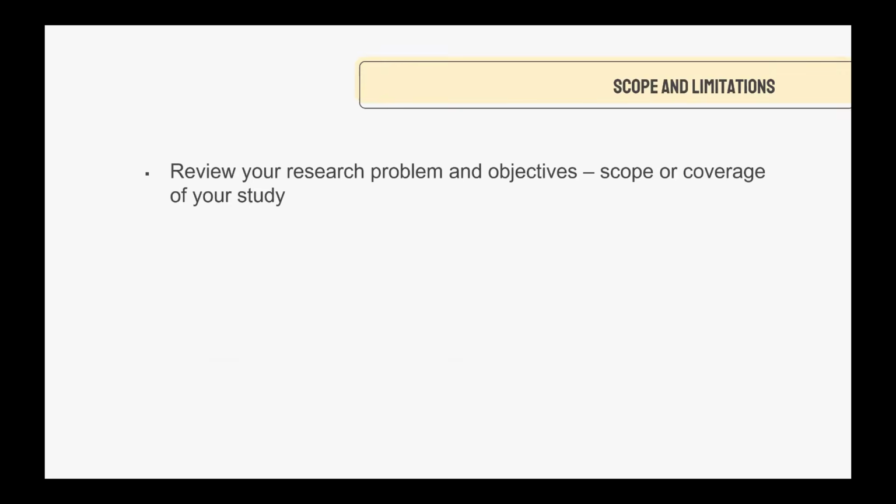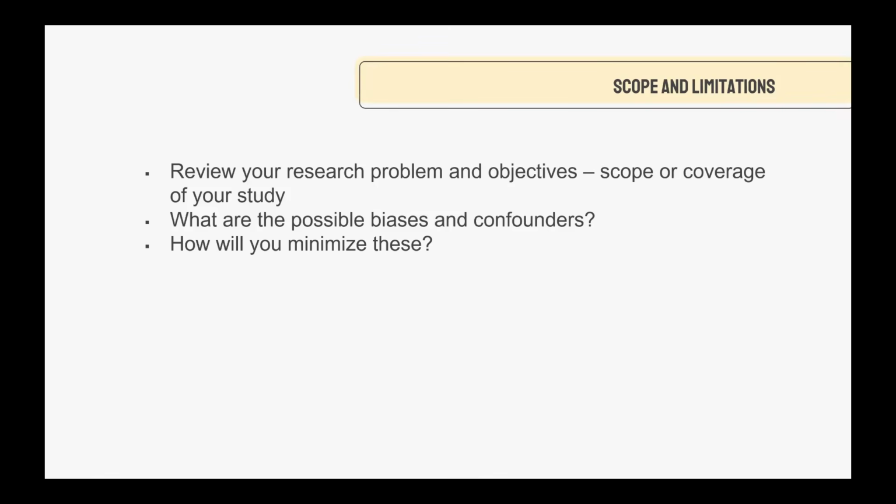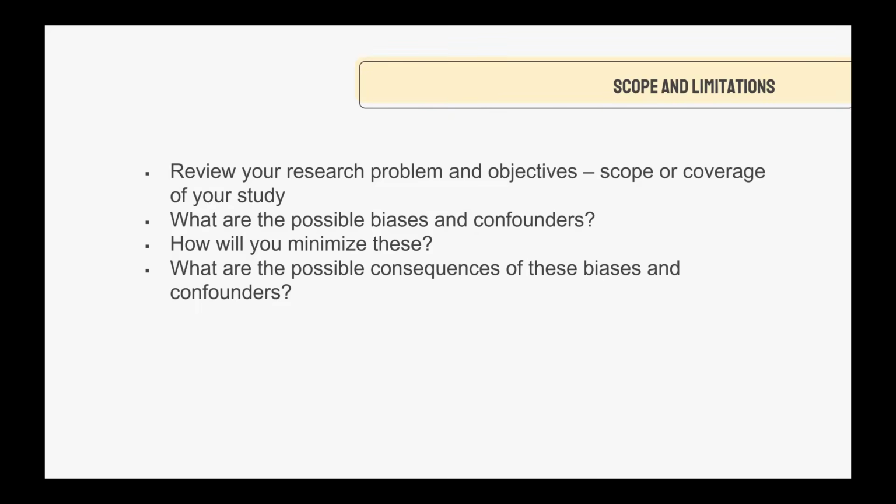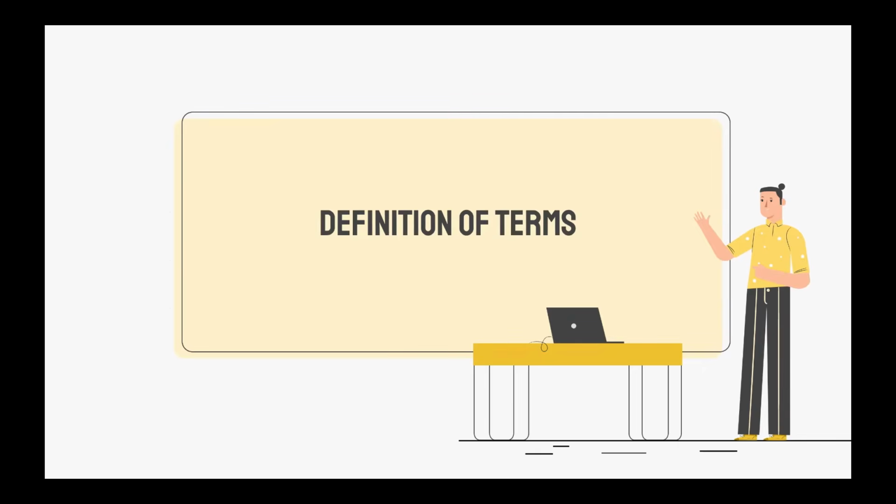Next, for scope and limitations. So you review your research problem and objectives, the scope or coverage of your study. What are the possible biases and confounders? And how will you minimize these? What are the possible consequences of these biases and confounders? What variables or factors are not covered by your research?